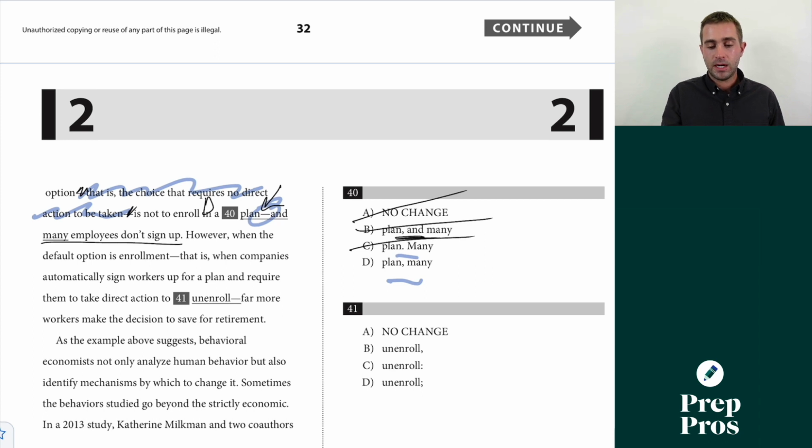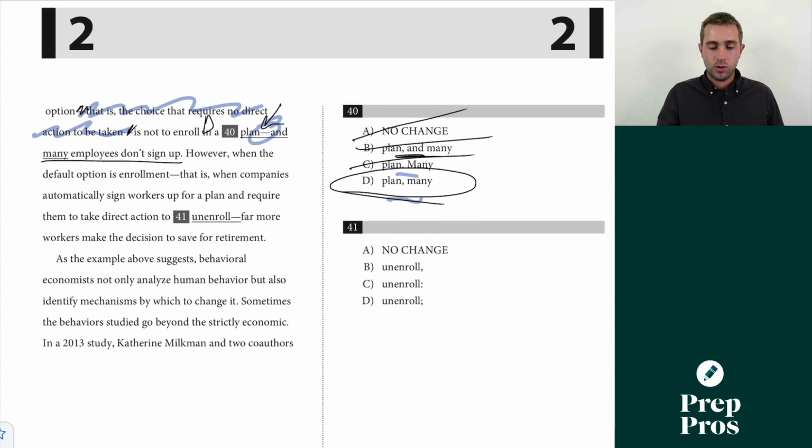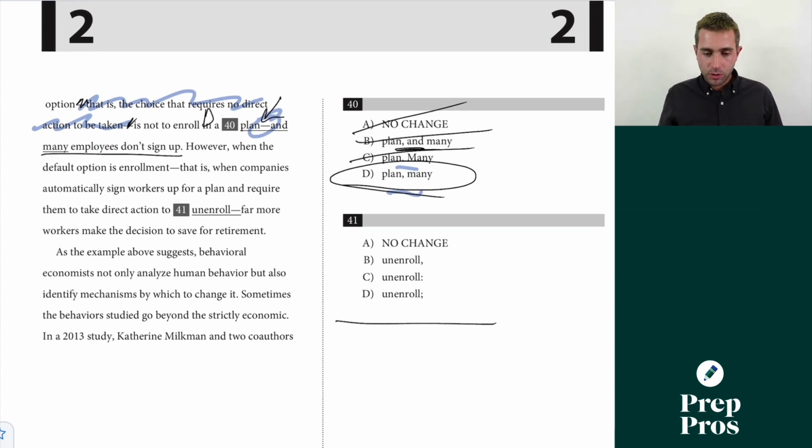Many employees don't sign up as an independent clause. Dependent to independent, hopefully you went through that free little mini course part. You always need a comma between the two of them. Now 41, some punctuation stuff here. I already see one dash up here. There's a good chance I just need a second dash if I can take all that out.